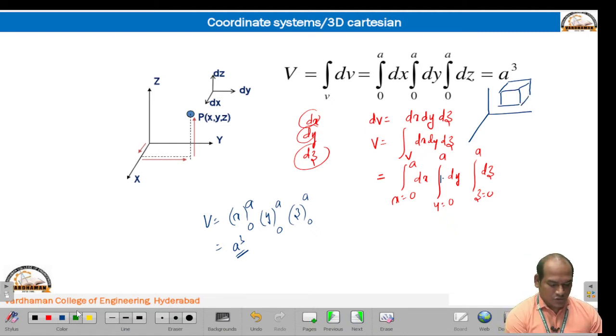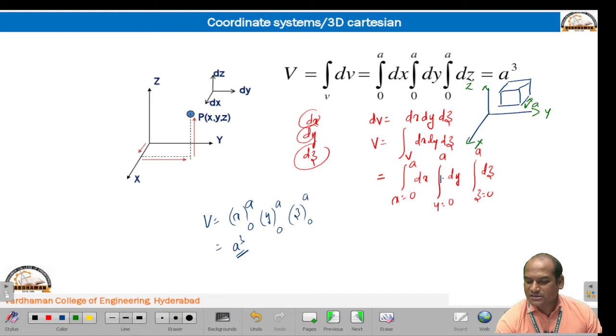Okay. So this is the y axis, this is the z axis, this is the x axis. In the x direction the length of that particular side is a, in the z direction also a, in the y direction also a. The volume of that particular cube is nothing but a cube. In this manner we can find the volume of the cube also.